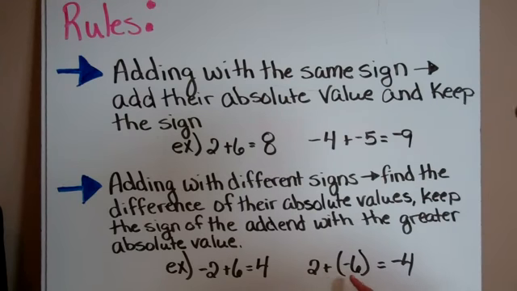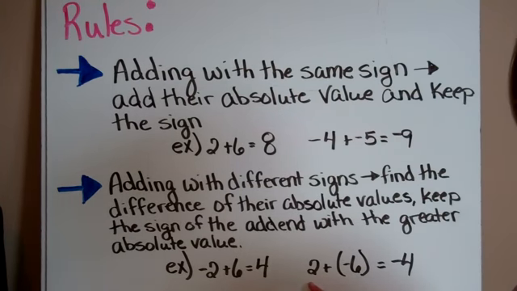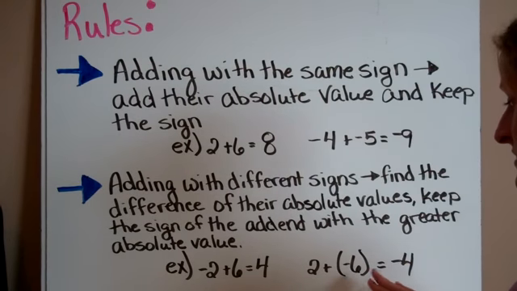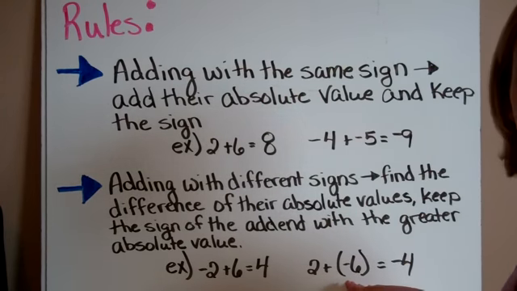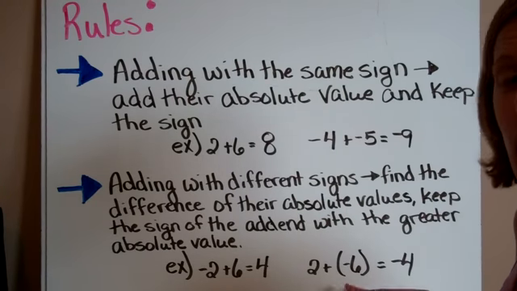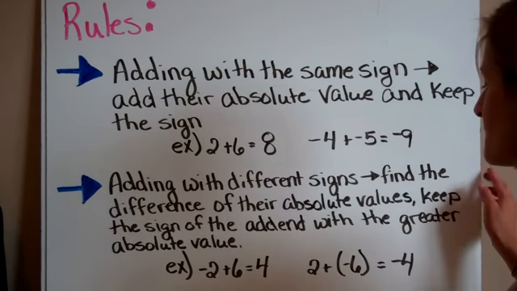In this one, 2 plus a negative 6, it's different. The absolute value of 2 is 2, and the absolute value of negative 6 is 6. So I do the difference between 6 and 2, which is 4. This time though, since this negative 6 has the largest absolute value between the two, and it's a negative number, my answer is also going to be a negative number, which means it's going to be a negative 4.